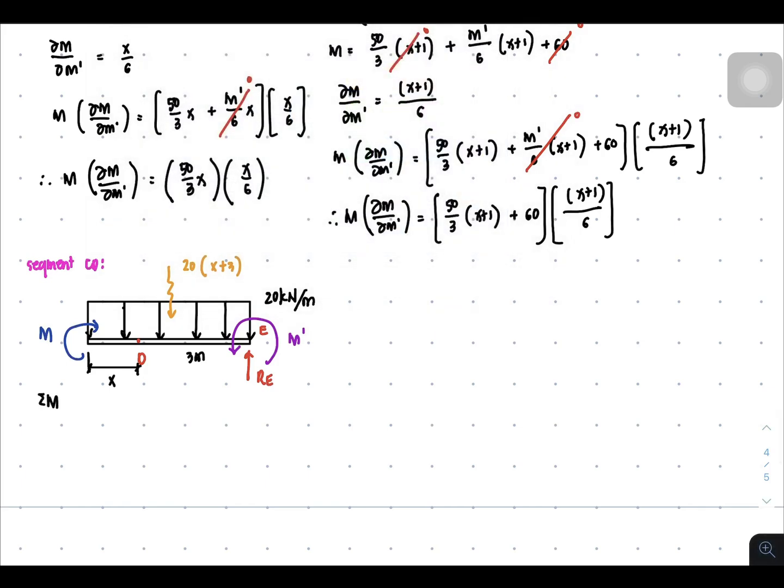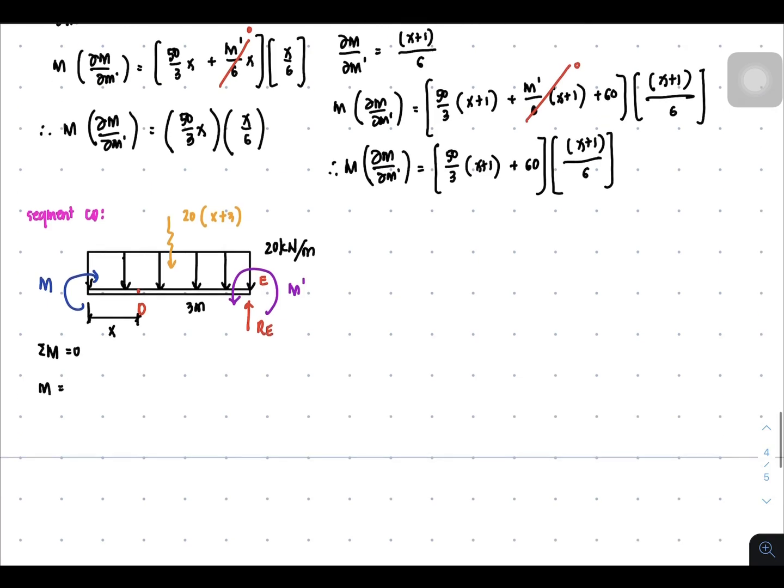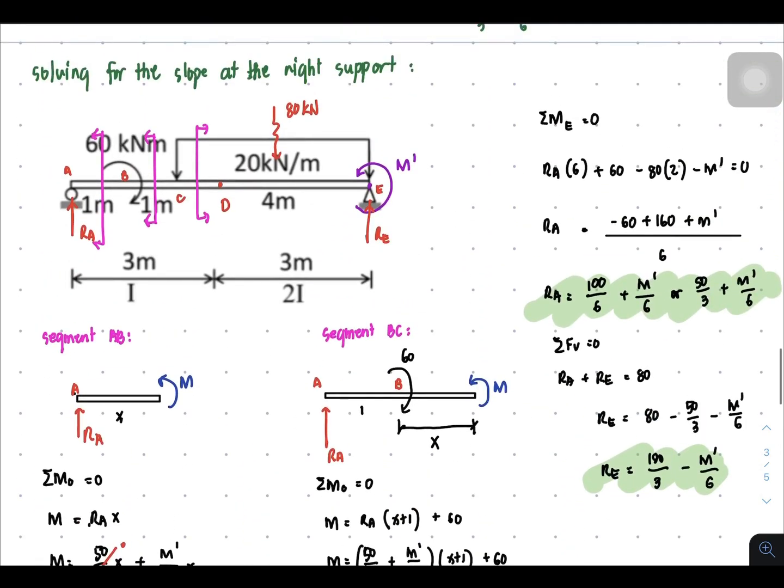So let us continue. Summation of moment at the point of cutting equal to 0. You will have M equal to RE times x plus 3 plus M prime minus 20 times x plus 3 times 1/2 of x plus 3. So simplifying, you will have 190 over 3, then plus, or minus rather, is this minus?